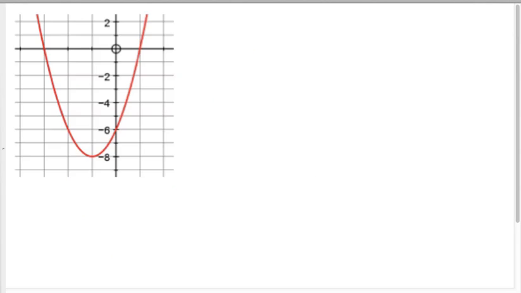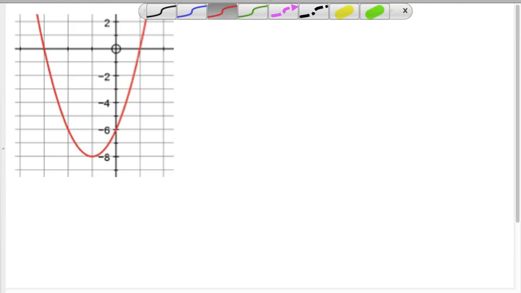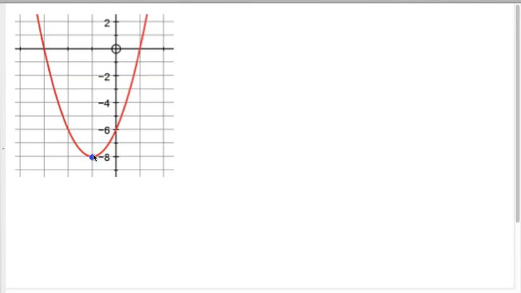Okay? Alright, here I need to write the equation. Oh boy. How are we going to do this? First, let's see what we know. The vertex is right here, and the x-intercepts are here and here. Okay? Would that be really helpful? Well, the x-intercepts are negative 3 and 1, so I can start by writing x plus 3, x minus 1.